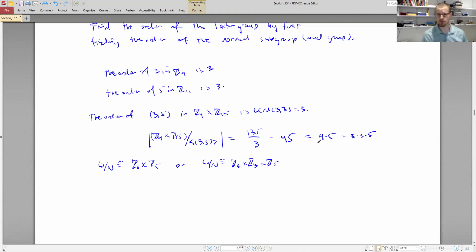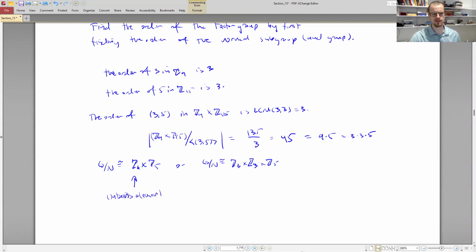And how do we determine which one is correct? Well, all we need to do is consider the order of the elements. This group here, for example, contains elements of order 9, right? The generator for Z9, paired with the identity here, for example. Here we have elements of order 3, and we have elements of order 5, and we have elements of order 15, but we do not have any elements of order 9.